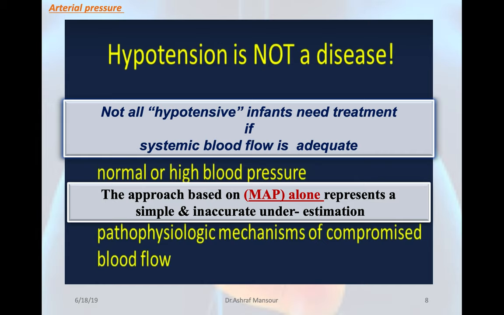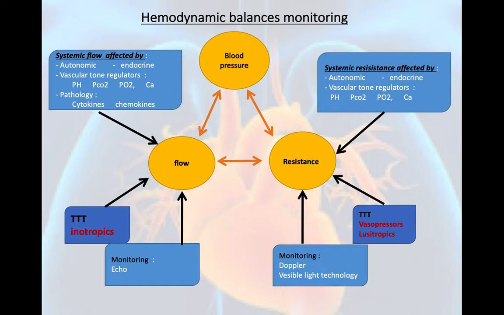An approach based simply on the MAP alone represents a simple and inaccurate underestimation. The picture shows the hemodynamic balance and its monitoring. The blood pressure is related to the systemic blood flow, the cardiac output, and the systemic vascular resistance. The systemic resistance is affected by the autonomic and endocrine vascular tone regulation, the pH, the parameters of the blood gas, PCO2, PO2, and the calcium level.